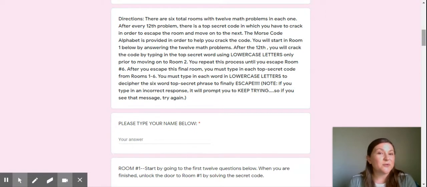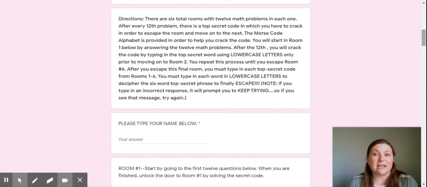There are 6 total rooms with 12 math problems in each one. After every 12th problem, there's a top secret code which you have to crack in order to escape the room and move on to the next. The Morse code alphabet is provided to help you crack the code. You will start in room 1 below by answering the 12 math problems. After the 12th, you will crack the code by typing in the top secret word using lowercase letters. Very important.